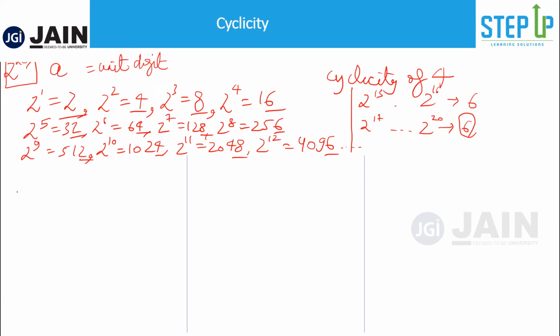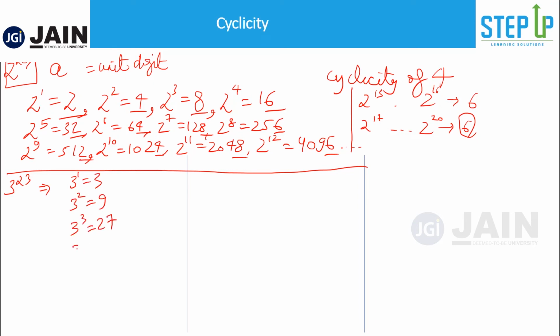Now, let's say somebody asks you, let's look at other numbers. If somebody says, what is 3 to the power 23? So how can we do that? We will say, okay, let's observe the pattern. 3 to the power 1 is 3, 3 to the power 2 is 9, 3 to the power 3 is 27, 3 to the power 4 is 81. Now again, the moment you get 1, that means again the cycle will start. That means cyclicity of 4 itself, because 3 to the power 5, if you actually do, this is 243.